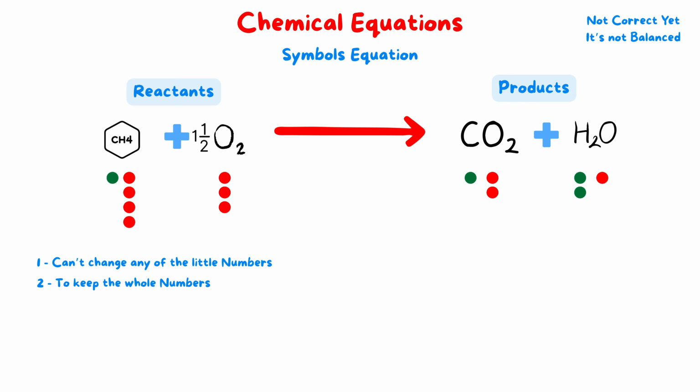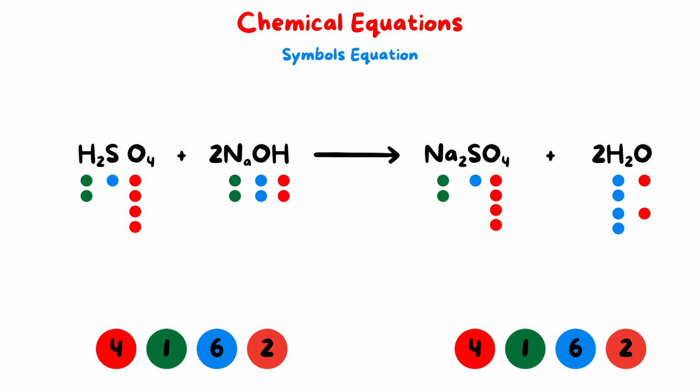Our goal now is to adjust the equation so that we have equal numbers of each type of atom on both sides. Balancing equations is often done by trial and error, where we try different numbers until the atom counts match. The first and most important rule in balancing equations is that we are not allowed to change any of the small numbers that are written within the chemical formulas. These small numbers represent the structure of the molecule, and changing them would change the identity of the substance itself.